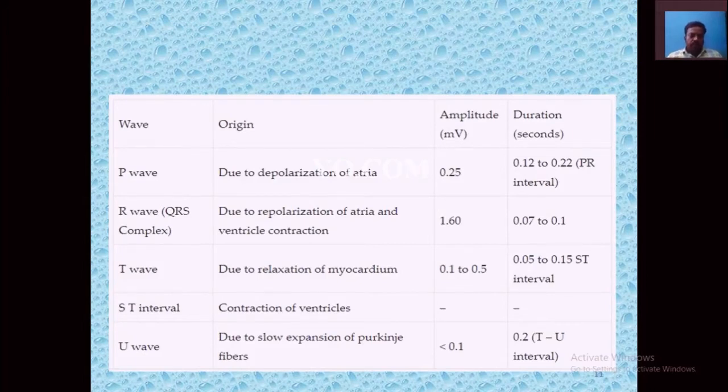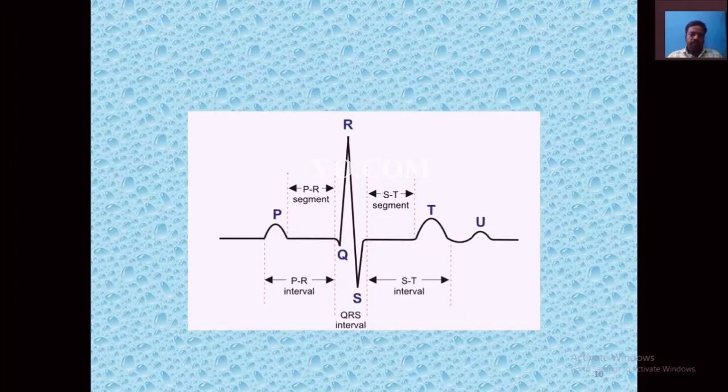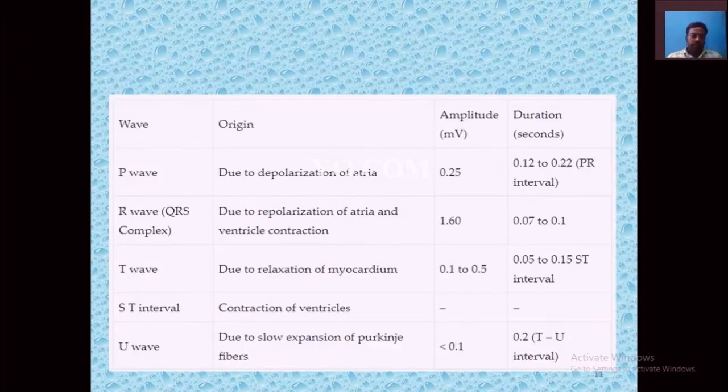This table indicates the different waves present in the ECG cycle. The first one we call the P wave, which has a small amplitude initially, due to the depolarization of the atria. Depolarization means the contraction of the auricle, the atria. The amplitude range is very small, 0.25 millivolt. The duration of this contraction is around 0.17 to 0.22 seconds, called the PR interval. Then the R wave or QRS complex.